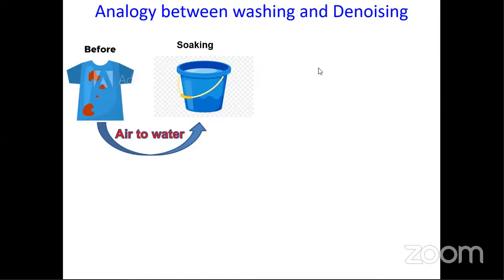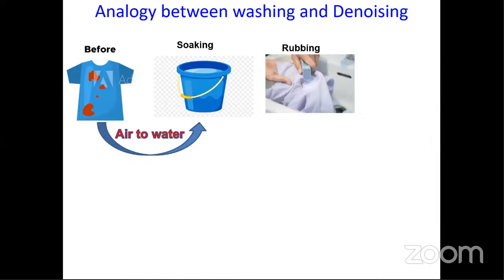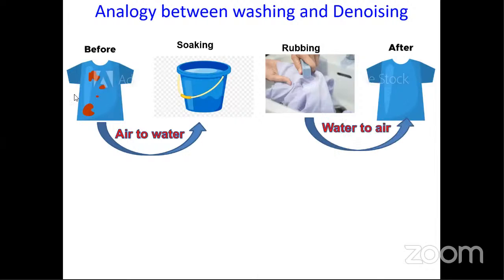Now, after soaking, what should you do? Rubbing. Rubbing removes the stain in the cloth. Is it right? I hope everyone understands this. After rubbing, I cannot wear my shirt directly. I have to dry it and then take it. So what you have here is a shirt with dirt. What you have at the end is a clean shirt. So this we call washing.